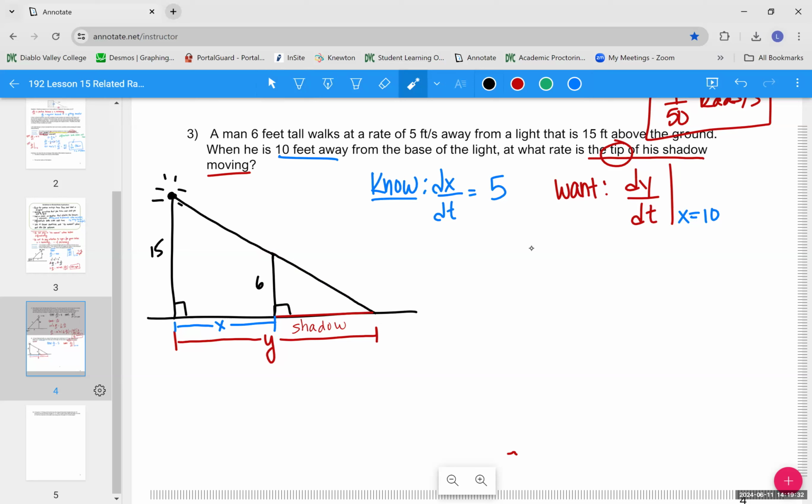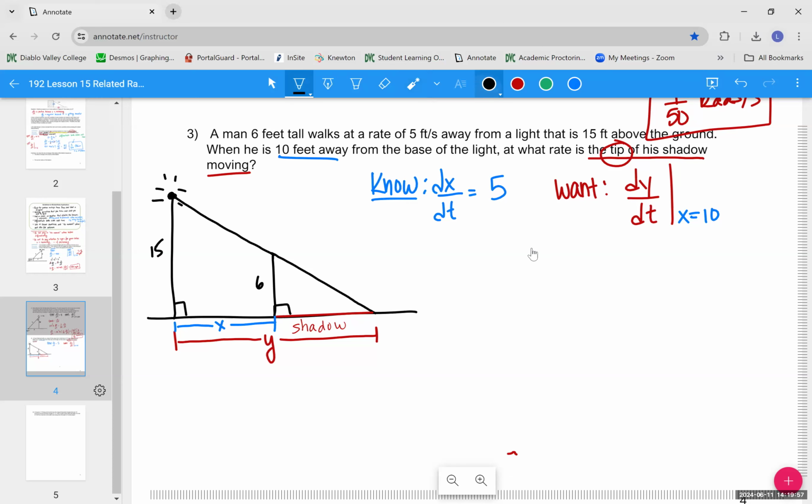We have a large right triangle and a small right triangle. And these two triangles are similar because they both have a 90-degree angle and they share this angle, which means that these two angles must also be equal. That's what makes triangles similar. If you also remember, when you have similar triangles, the sides are proportional. So like the base is to the base as the height is to the height. And that's exactly what we're going to use.